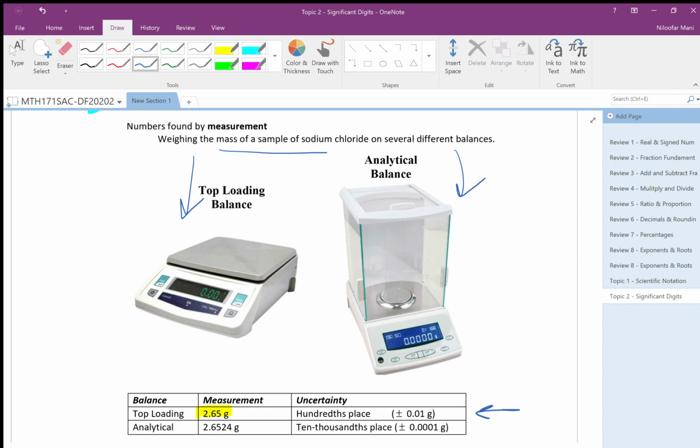It's just showing me 2 decimal places, so it will round the number. And the second one shows that the uncertainty level is at the 10,000th place, so it means 4 digits after the decimal. Okay, so look at here.